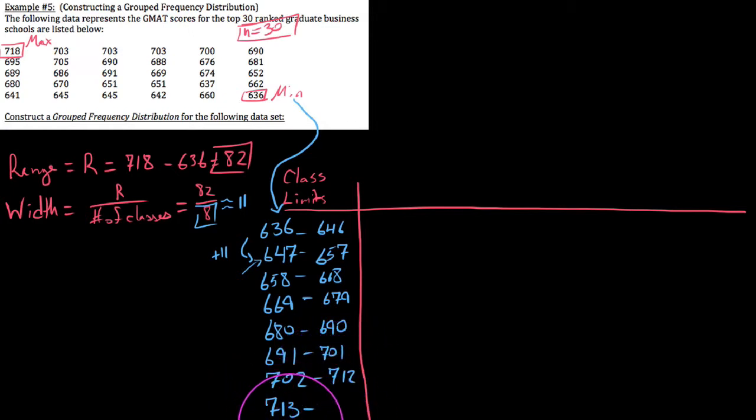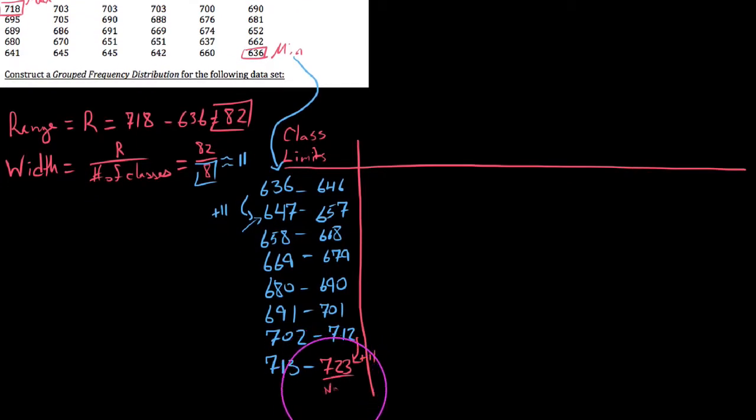People like to add 11 to this. We say, well, I'll add 11. Remember, this doesn't work that way. We want to add 11 to this guy. So we say plus 11. So if I add 11 to this, I get 723. And so we notice this is not the max, and that's okay. But what I will tell you is this: all of our classes have widths of 11, and we've gone past our maximum, which was 718, which is totally fine with me.